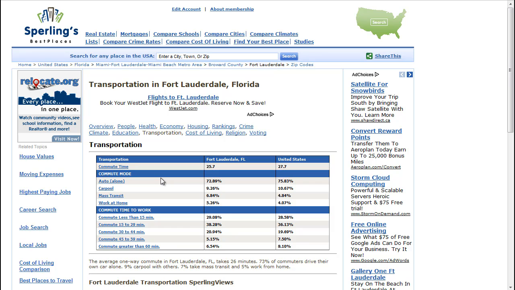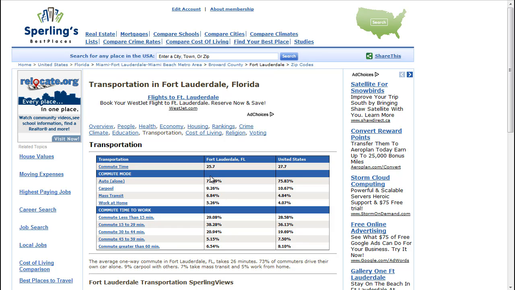So back to the transportation tab. What we see here is the majority of the people in this area are driving. We've got 73% of them, it looks like, drive alone, plus another 9% carpool, and only about 7% of them are using mass transit. Now the next thing we want to look at is the value of the marketplace.